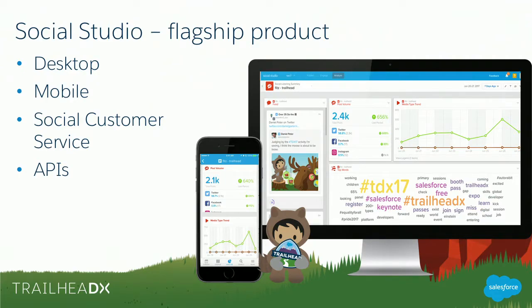So our main product, Social Studio, was a combination of 2 acquisitions by Salesforce, probably 5 or 6 years ago now. We do have a desktop app, and we do have a mobile app, which we'll look at shortly. We have a pretty big integration with Service Cloud, where we do a lot of social customer service for them. And the big takeaway here is all 3 of these solutions are built on top of our APIs that are available to developers.